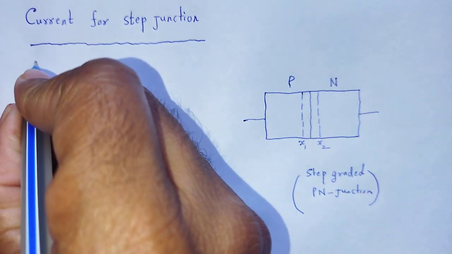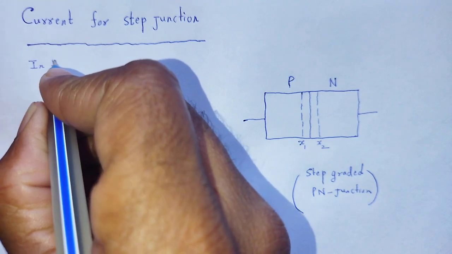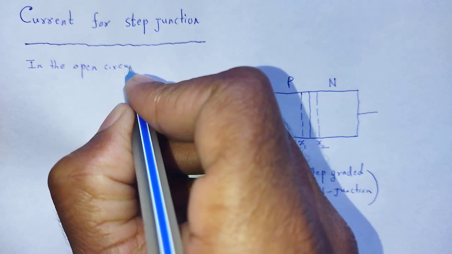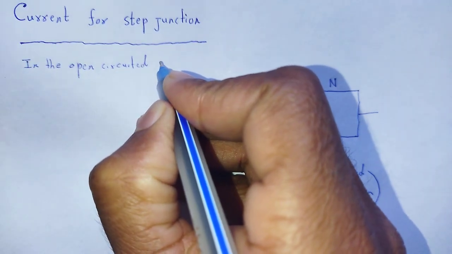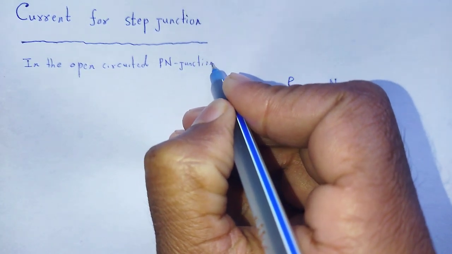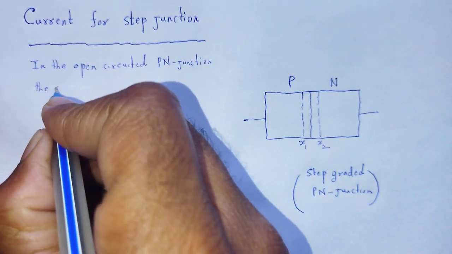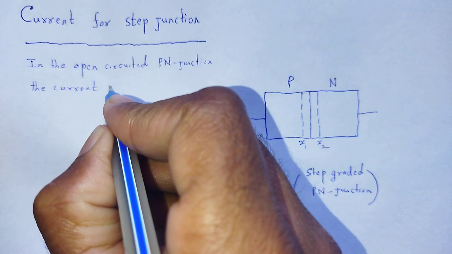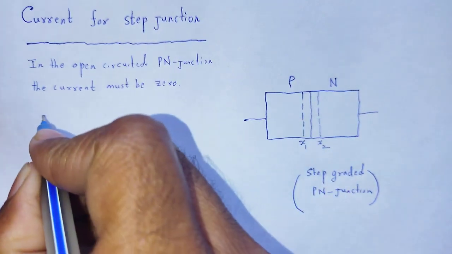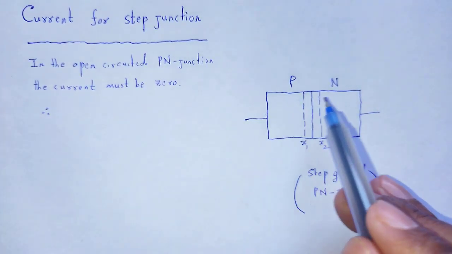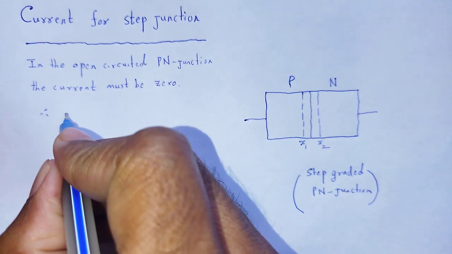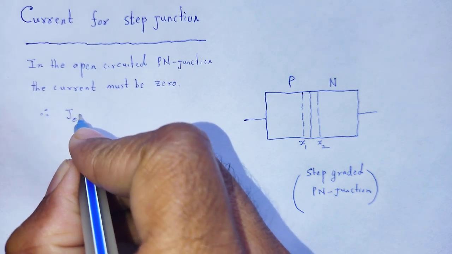Write it: in the open circuit PN junction, the current must be 0. As there will be no flow of current throughout the junction, the current density for electrons will be 0.